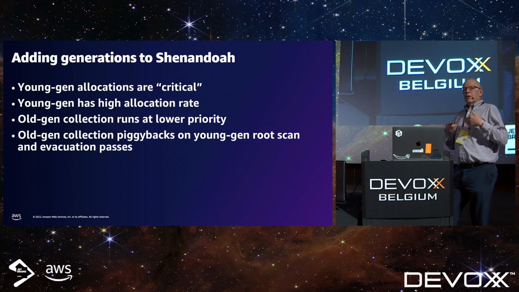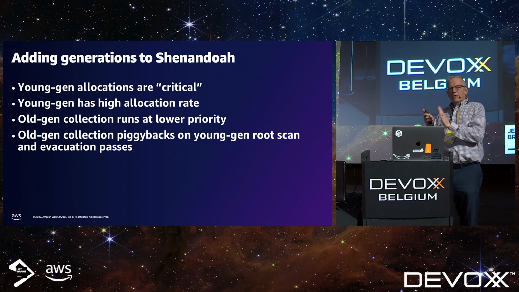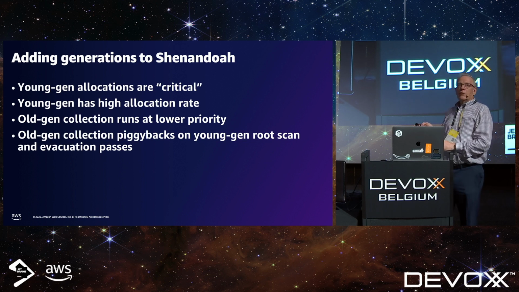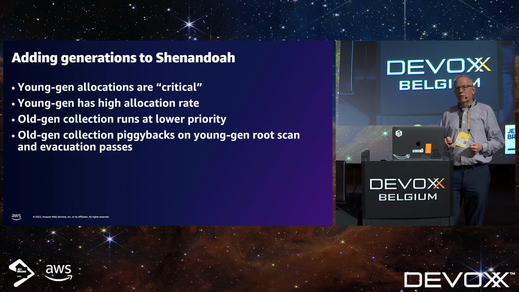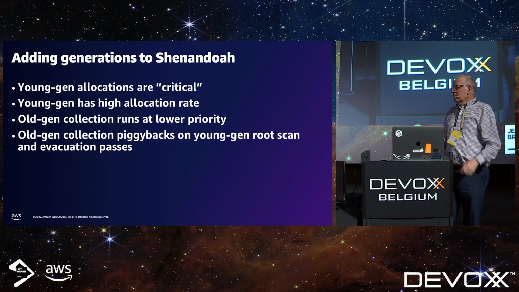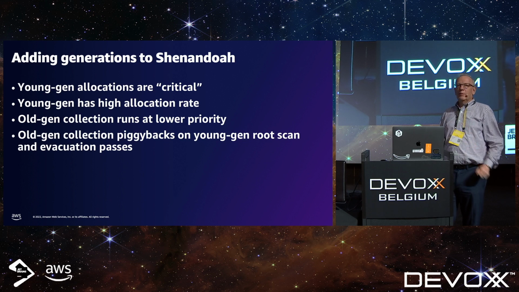For synergy and efficiency, and G1 does the same thing, when we start an old gen collection, we basically piggyback on a young gen collection. So the young gen is operating very frequently. Every time we run a young gen, it has to scan the roots. That basically includes all the stack frames of every thread that's running. You could have tens of thousands of threads. That includes the Loom threads. Every stack has to be scanned.